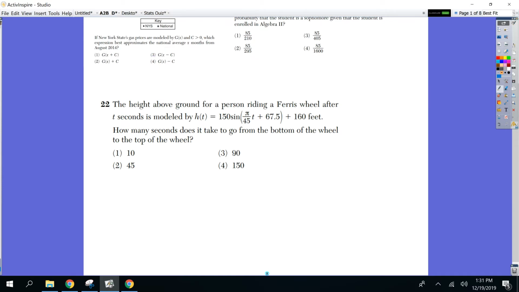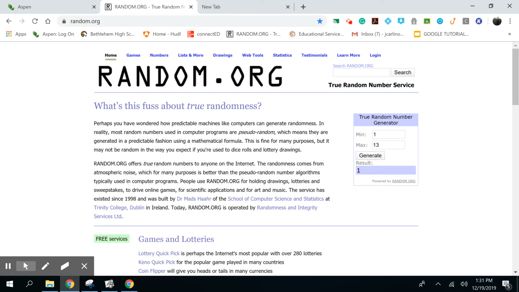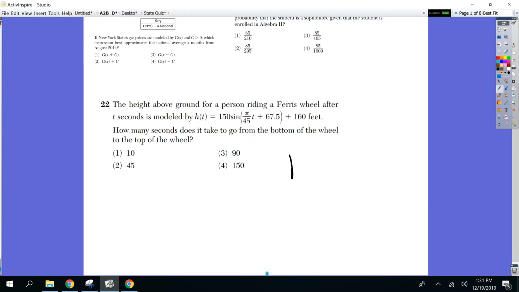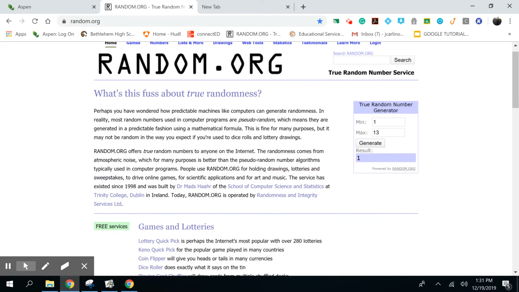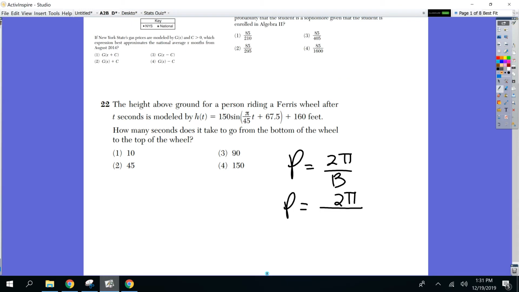All right, open it up to you guys. What's the period formula? Oh, yep. Here we go. Period equals? Yep. Not on your formula sheet? Oh, boy, we got a lot of values up here. Which one is the B value up here? Which one is the B value? Nice job. Pi over 45 is your B value.